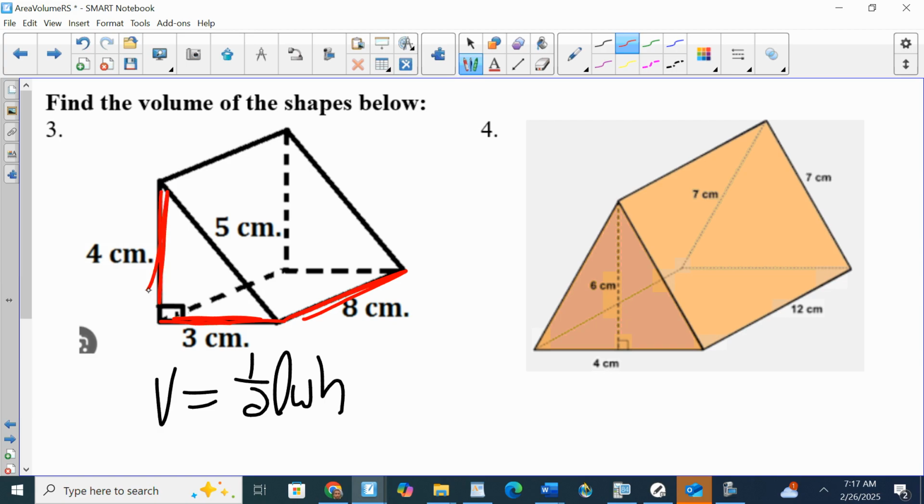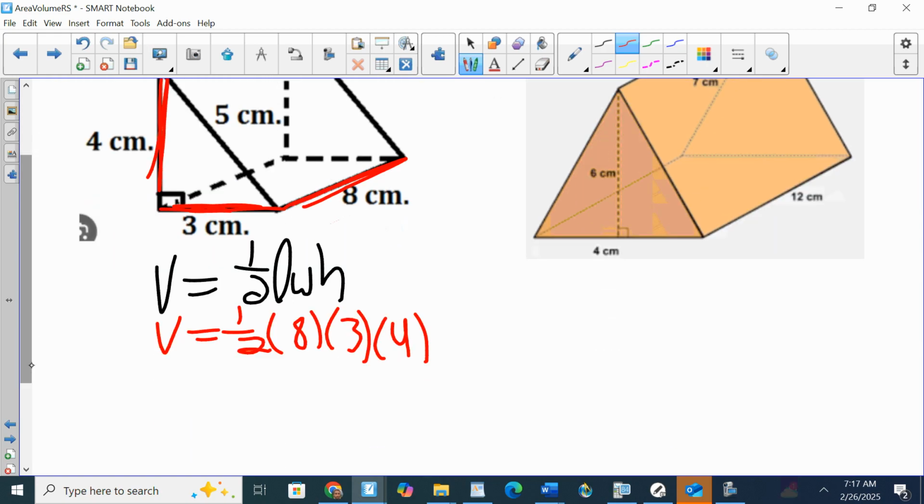The 5 is the slant height. That is not the length, the width, or the height. 1/2, 8 times 3 times 4. Use a calculator if you need to. I believe that is 48 cubic centimeters. So for the triangular prism, think of the length and width as the rectangle's length and width, and the height straight up from there.